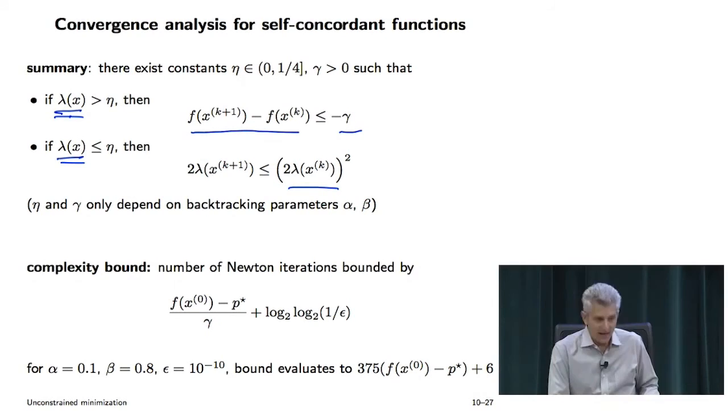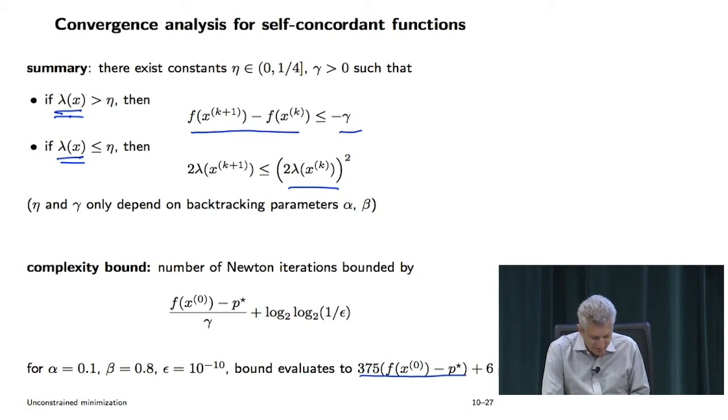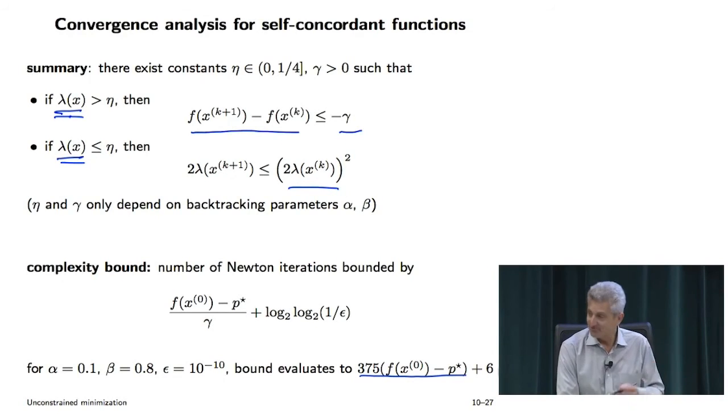And so the complexity bound you get is shocking. It's just this. It says it's f of x0 minus p star, that's how suboptimal you start, divided by gamma, plus log 1 over epsilon. That's it. There's absolutely no constant in there you do not know. That's just a bound on the number of steps. Okay. Now, if you take the simple analysis, the one we have in the book, and plug in various things, this bound will come out to be 375 times the suboptimality f minus p star, plus 6.